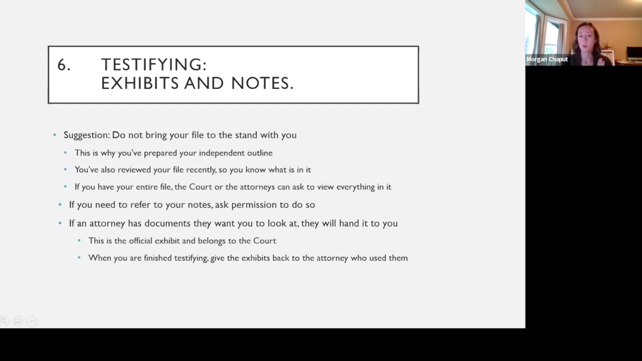So they'll hand you a document, ask you to look at something specific, you'll review it. And then when you're done with it, you hand it back to the attorney. And then the attorney hands it back to the judge or to the judge's assistant. If you ever walk away with one of those exhibits, the court gets really upset. So just make sure whenever you finish looking at the document, you give it back to the attorney who handed it to you. That's officially part of the court record.